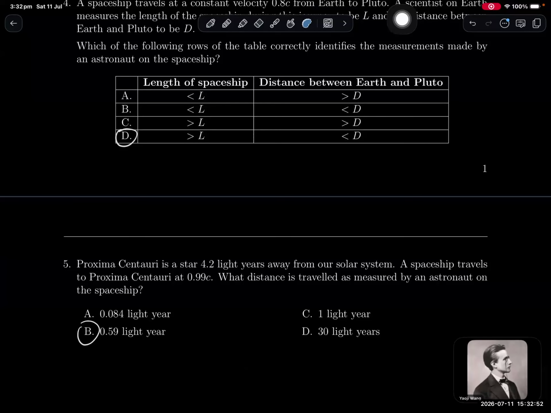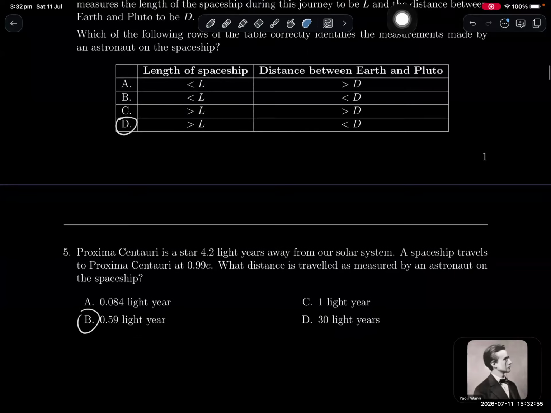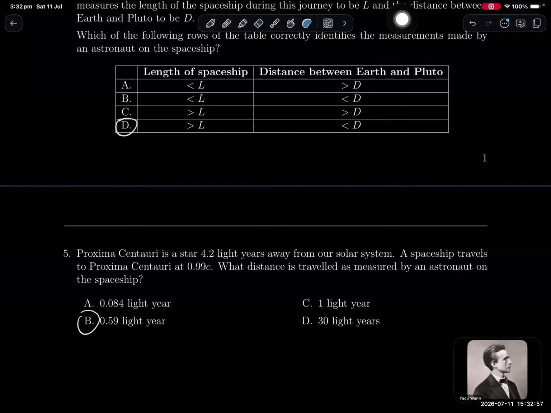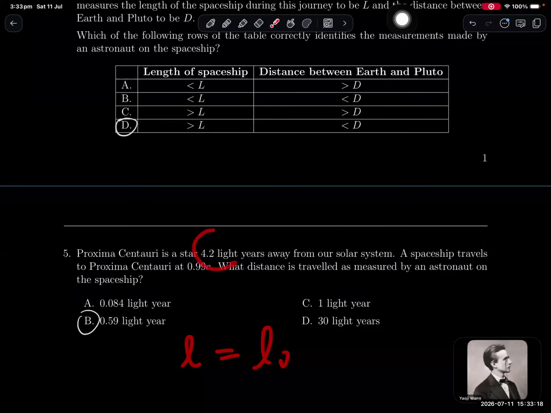Question 5. Proxima Centauri is a star that is 4.2 light years away from our solar system. A spaceship travels to Proxima Centauri at 0.99 times the speed of light. What distance is traveled as measured by an astronaut on the spaceship? You just need to length contract 4.2 light years. So L is equal to the proper length divided by gamma. Easy.